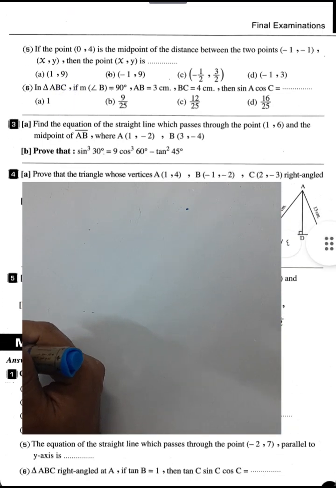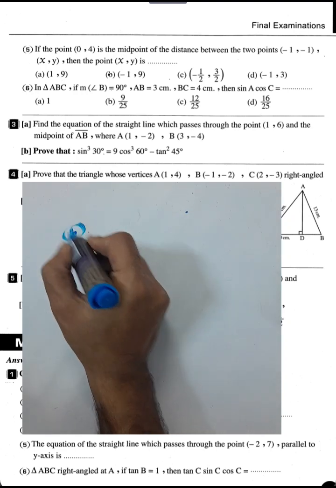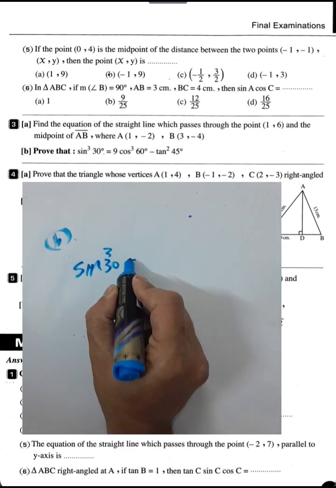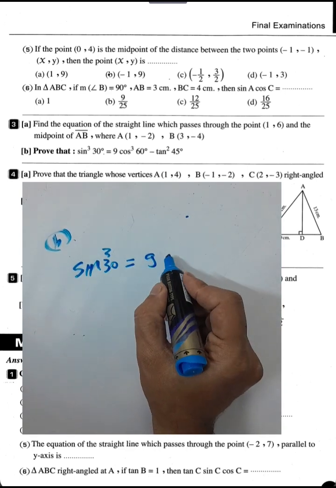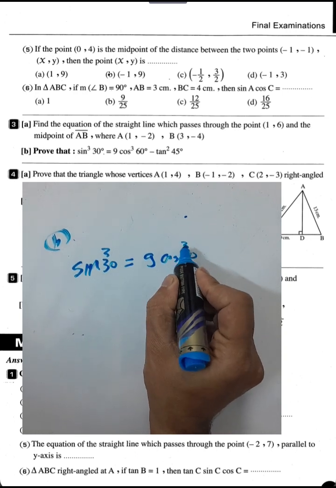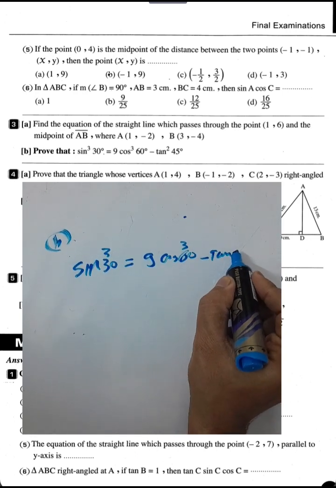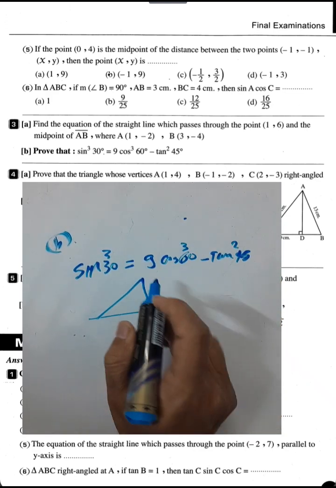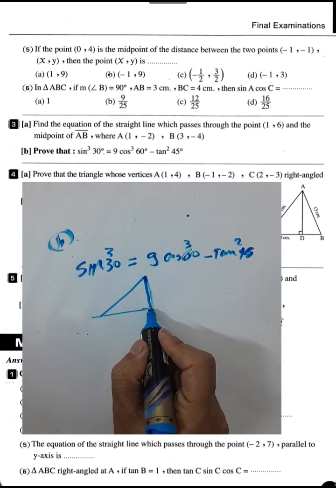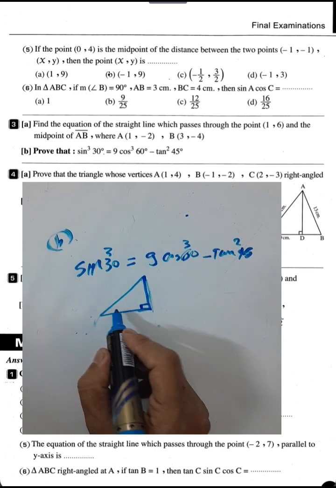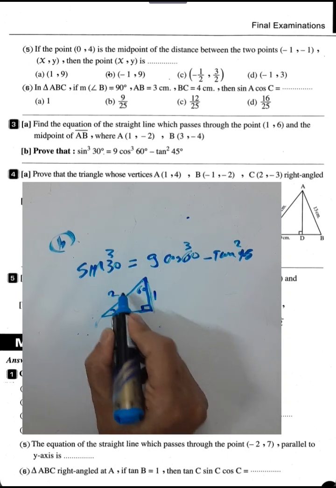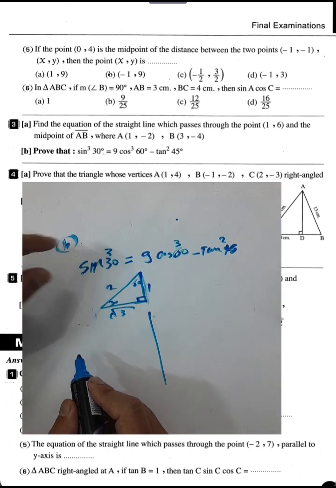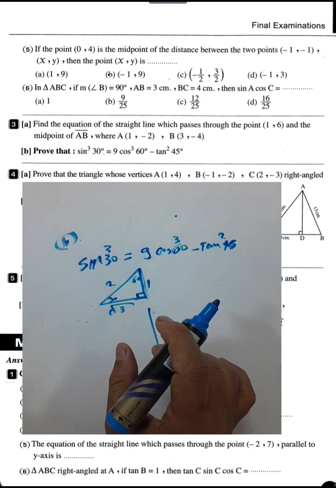Next example, letter B: prove that sine 30 power 3 equals 9 cosine 60 power 3 minus tan 45 power 2. We can prove that by drawing a right angle triangle. We have 30 and 60 degrees, with sides 1, 2, and root 3. We can write the value of the left hand side and the right hand side, and prove that the left hand side equals the right hand side.